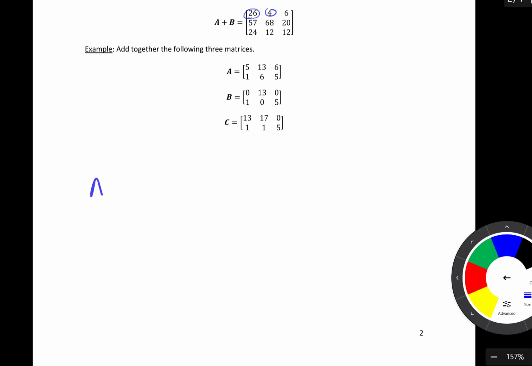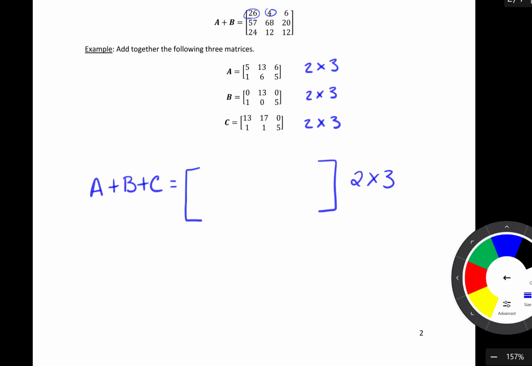Alright, so we are going to add together A plus B plus C. Well, first of all, notice that A is a 2 by 3, B is a 2 by 3, and C is also a 2 by 3. So since these are all of the same dimension, we can add them all together.